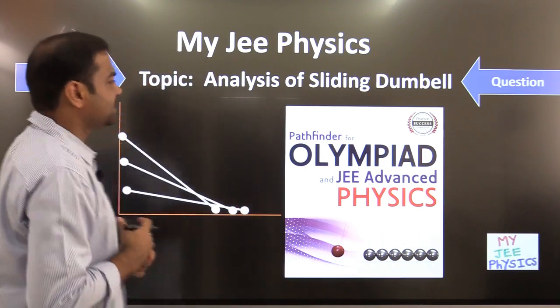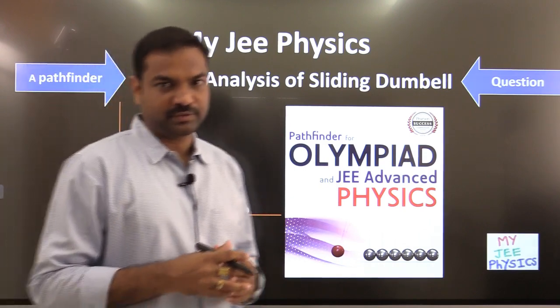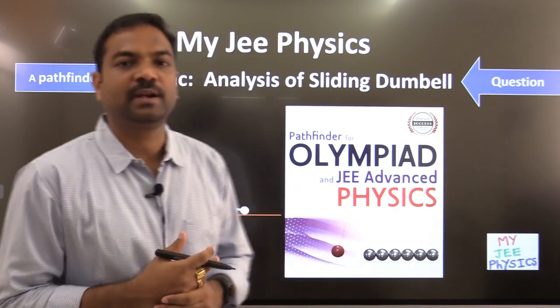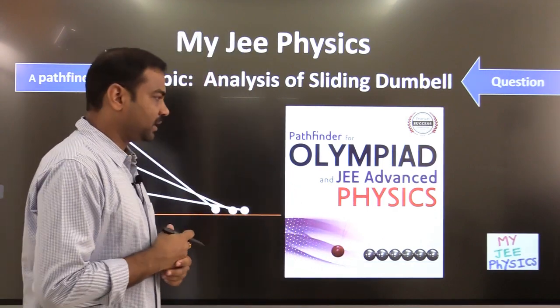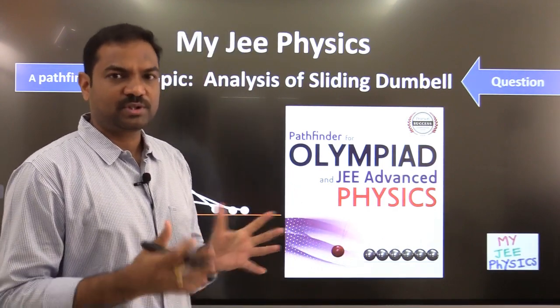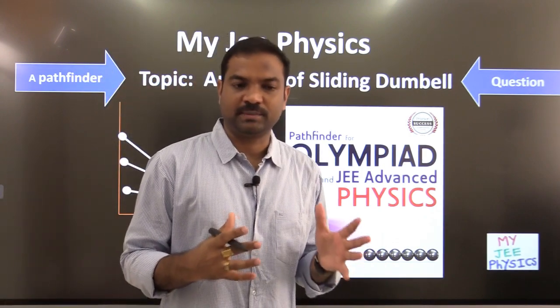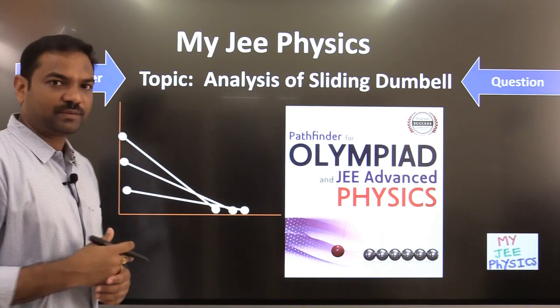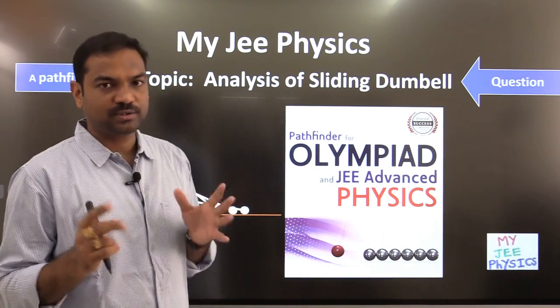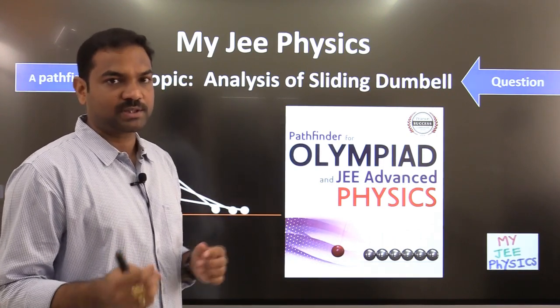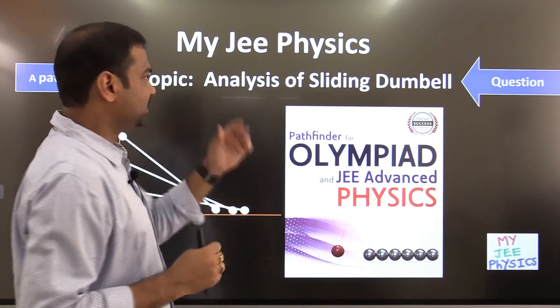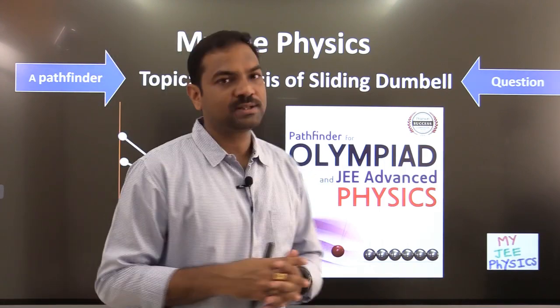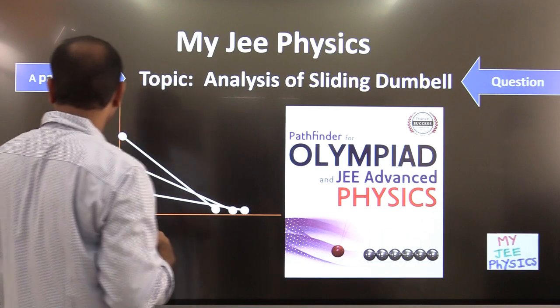Today we are going to discuss one beautiful question from the famous book Pathfinder for Olympiad and JEE Advanced Physics. Most of the students want to solve these questions from the book. I have chosen one question which is very useful for the JEE Advanced level, which I am calling the analysis of a sliding dumbbell.